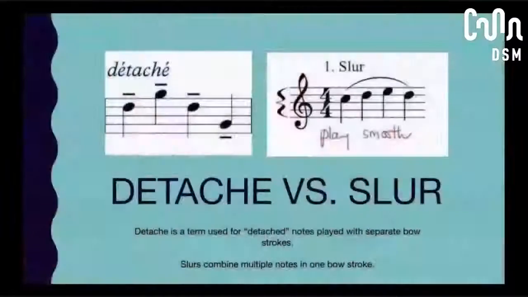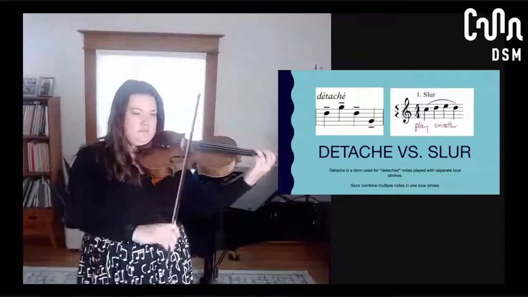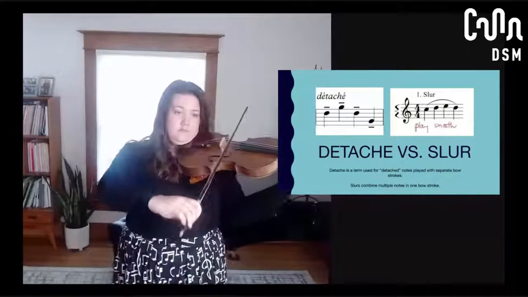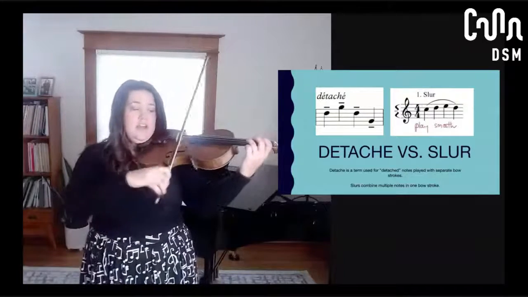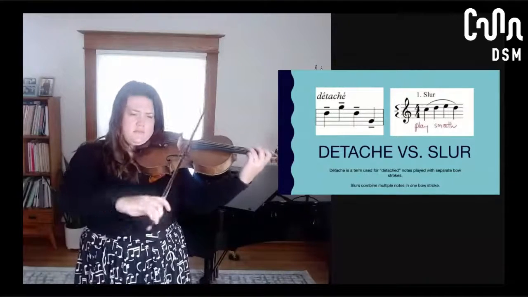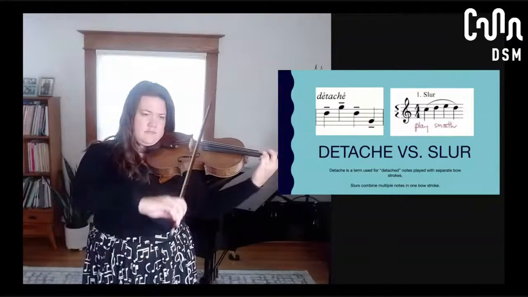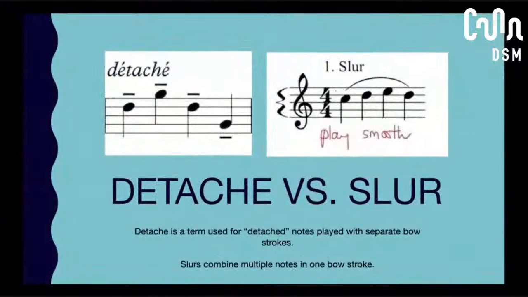Going on to a little bit more specific about how we use bows, detaché versus slur. Detaché is the term for detached bows, meaning separate bows. So every single bow is its own note. And it doesn't mean that the notes are actually detached. They can still be very smooth and connected. They just are all their own separate bow. Whereas a slur, I put multiple notes in the same movement of the bow.